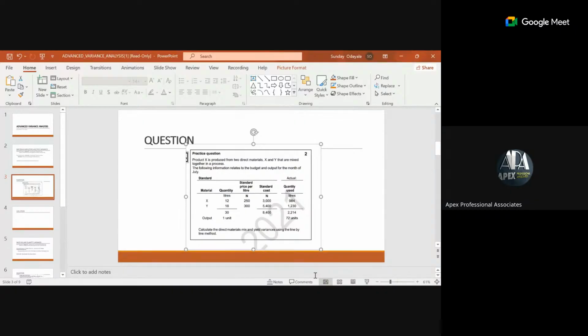Then they give us the actual. For actual, 984 units of material X was used, while 1,230 units of material Y was used, which gave us a total of 2,214 liters, and they produced 72 units. Now they said calculate the standard material mix and yield variance using the line by line method.